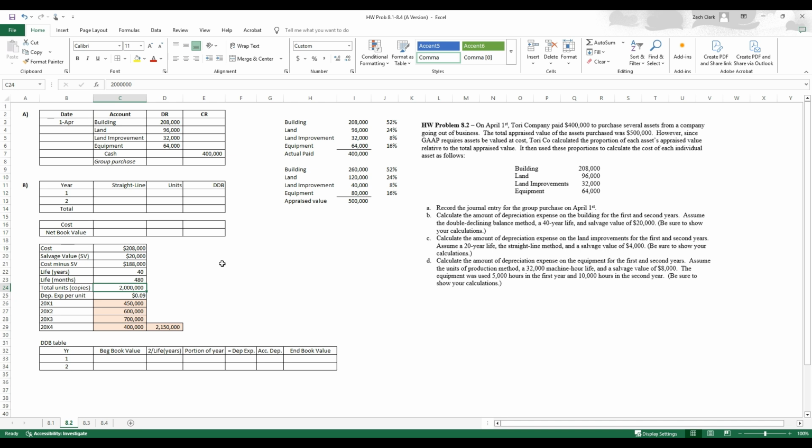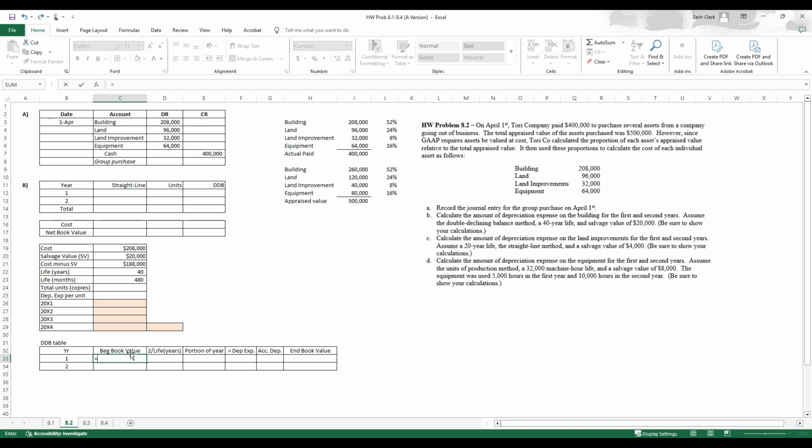We don't have units of activity in this one at all, so let's just delete those out. And let's delete out all this down here. So we don't care about the units of activity for the building. We're just using life, time. Assume the double, okay, and we're doing double declining for this one. And so we don't really even care about straight line here. So we're going to leave that one blank and units blank. And we're just going to do double declining. And again, this is just for the building.